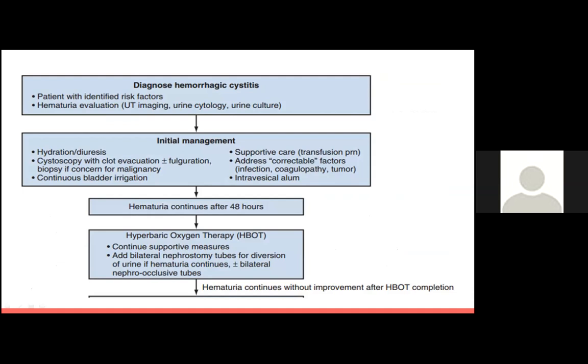For the diagnosis of hemorrhagic cystitis, we identify risk factors and perform the hematuria evaluation: upper tract imaging, urine cytology, and urine culture. For the initial management, patients in whom hematuria remains refractory to the aforementioned measures are particularly challenging, and care is often guided by the patient's clinical status. That is, for the clinically stable patients, particularly with hemorrhagic cystitis resulting from radiation therapy or cyclophosphamide treatment, this represents an option for the next step in management.